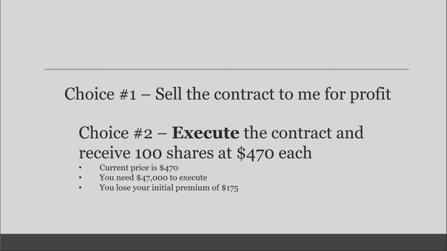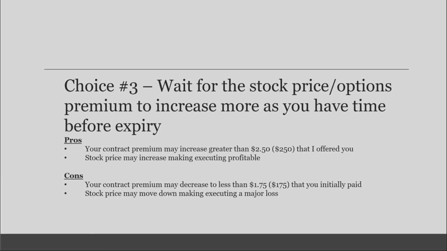There is a third option. However, the third option is risky, and let me explain to you why. Let's start off by explaining why choice number 3 is still a choice you can make. In choice number 3, you can wait for the stock price or the option's premium to increase more, as you have more time before expiry. Remember, the current date is only February 6th, and our expiry is February 27th, and we still have plenty of time. There are pros and there are cons.